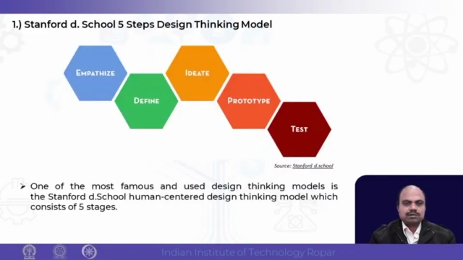The first model we are going to know about today is the Stanford design school model, also known as the 5-step design thinking model. We have already explained this in another lecture. This is one of the very good and most popular models among all the design thinking models. In this model, the first step is empathize, second is define, third is ideate, fourth is prototype, and the fifth is test.